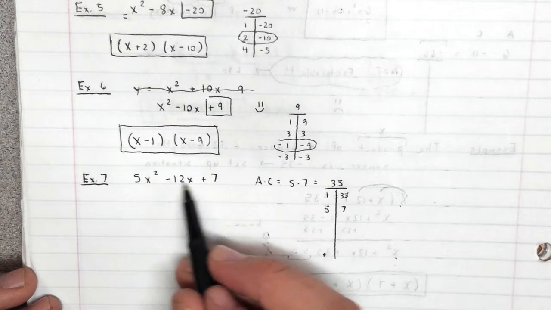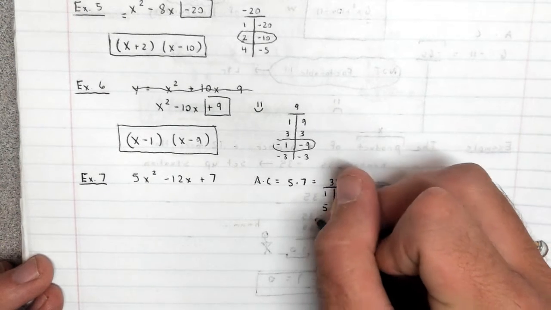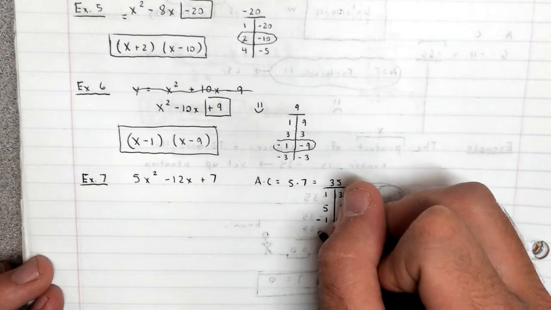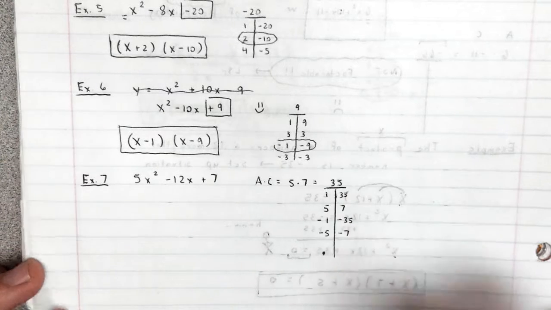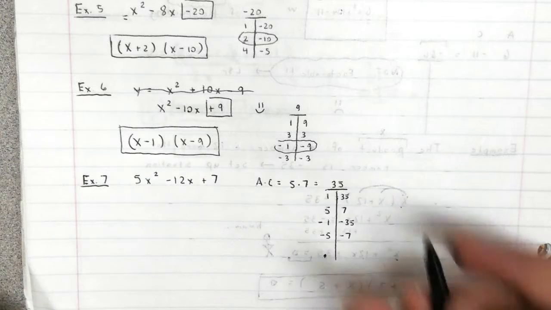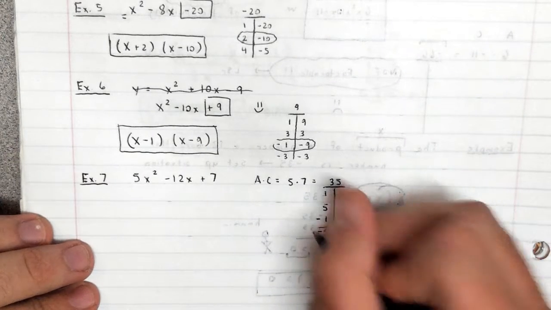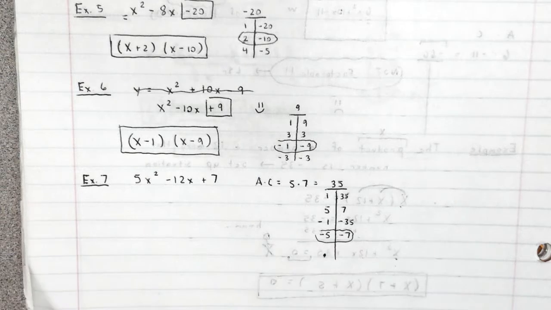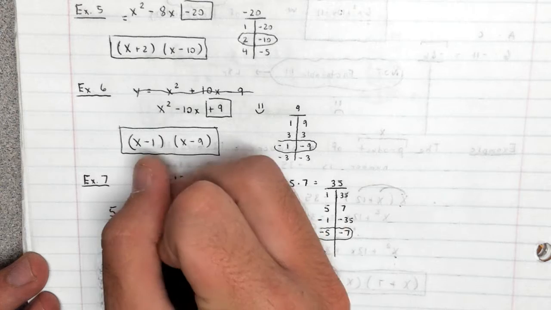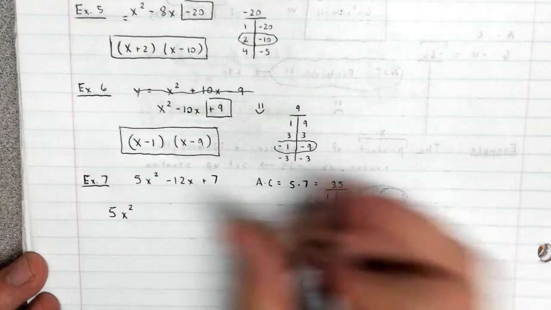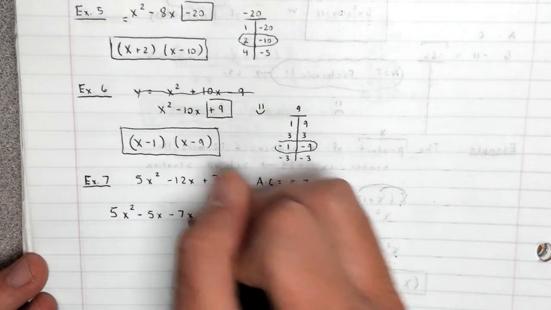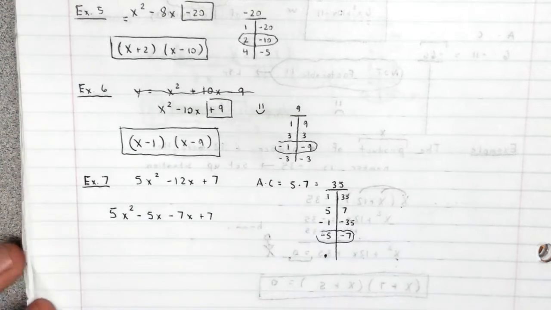Wait, none of it adds to negative. Oh, I remember, this is like the last one. I can also have negative 1 and negative 35 and negative 5 and negative 7, because those things multiply to give a positive 35. And I am in luck because negative 5 plus negative 7 gets me negative 12. So this is where I'm going to group them or split the middle term. I have 5x squared minus 5x minus 7x plus 7.